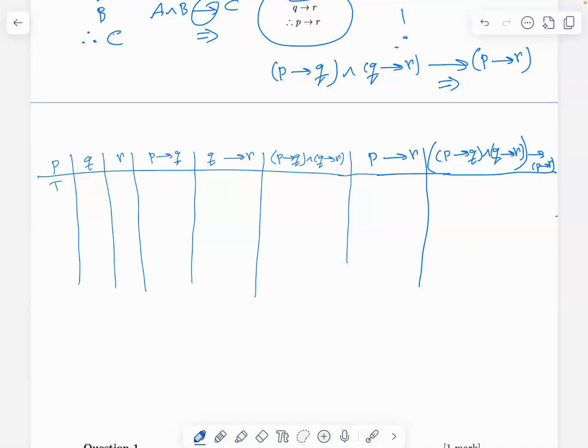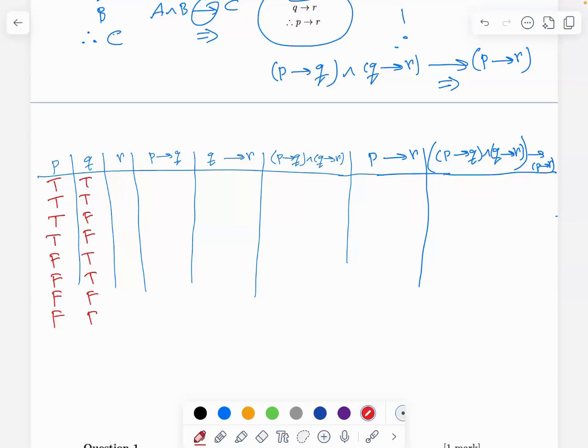Okay, so look at here. P, P. How many rows? How many rows? 8. P, T, F, F. So Q, T, T, F, F, T, T, F, F. So how about R? Alternatively, T, F, F.